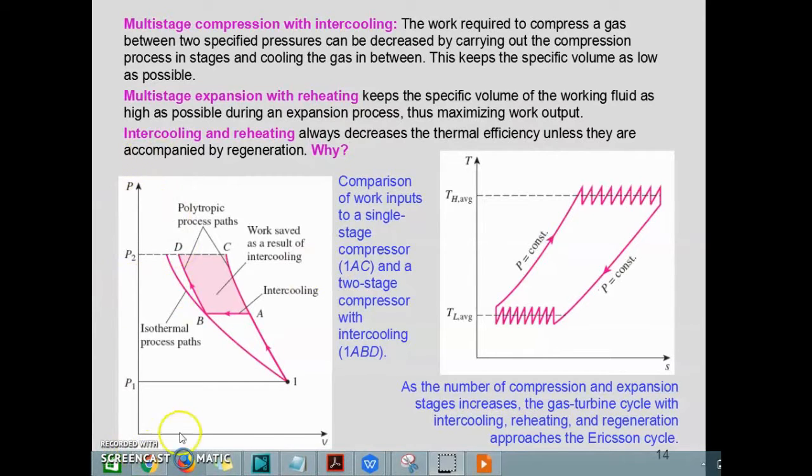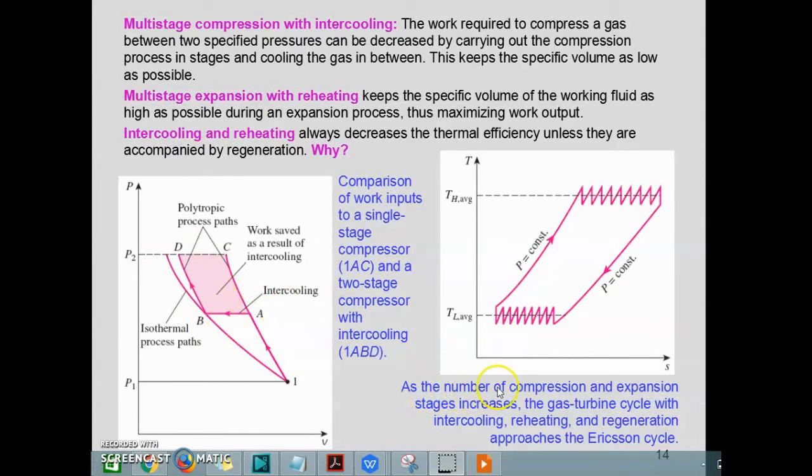Now let's look at the PV diagram here. This is the comparison of work input to a single-stage compressor, which is 1AC, and a two-stage compressor with intercooling, which is 1A, B, and D. This is the ideal line, which is the isothermal line. Isothermal means no heat is wasted to the environment, so this is the ideal condition. When you implement the intercooling process, it pushes toward the ideal condition, from A to B and D. That's the improvement of the intercooling process.